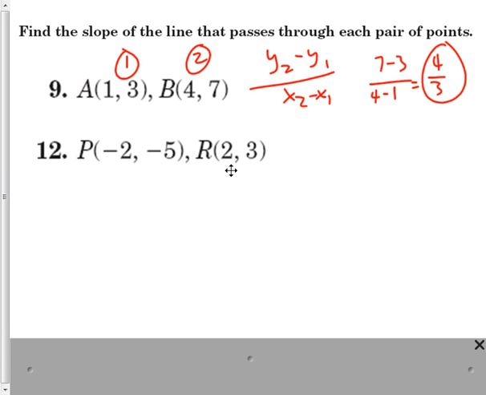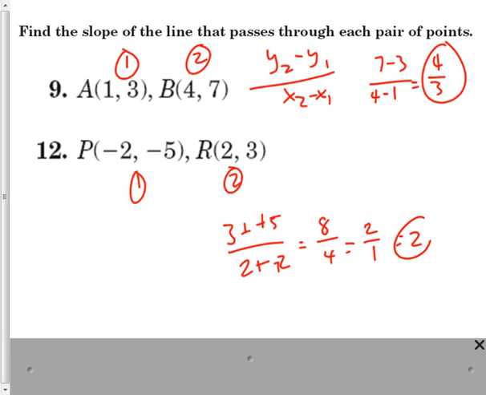This is going to be my point 2 because it's going to be further to the right. This will be my point 1. So y2 is 3, y1 is negative 5, and x2 is 2 minus negative 2. And so these are both uh-ohs. Let's fix those. So we have 8 over 4, which equals 2 over 1, which is 2. So the slope there is 2.